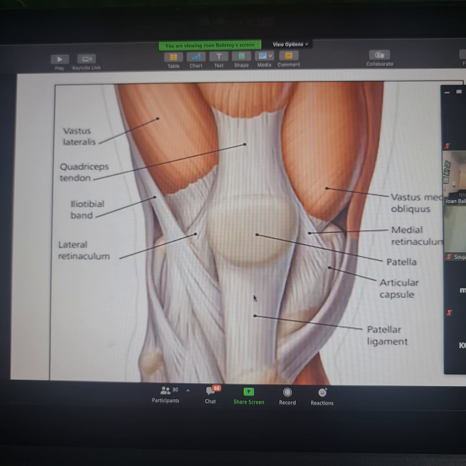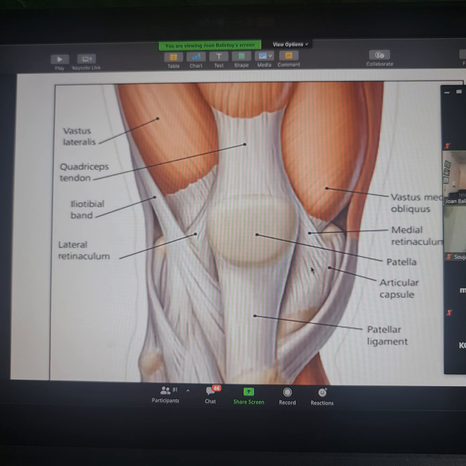Inferiorly, you will find the patellar ligament. The quadriceps tendon and the patellar ligament make sure that the patella is always where it should be. On top of that, there are your medial and lateral retinaculum. There is a retinaculum on each side, a lateral and a medial, keeping it in place as well.